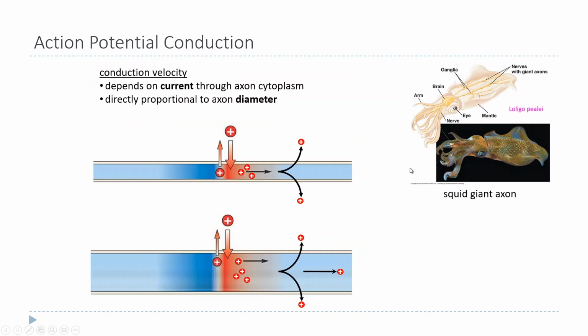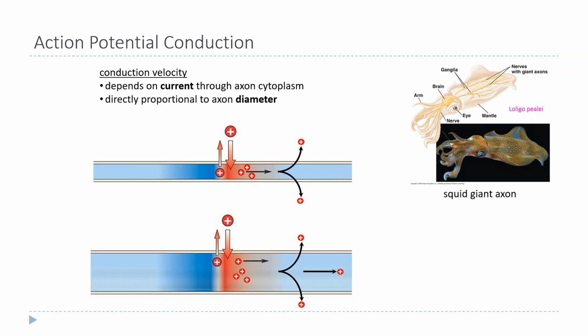But the velocity of conduction, how quickly the action potential travels, is determined by the ability of that current to flow down the axon. So the cytoplasm inside the axon is where the current actually travels through. The cytoplasm has lots of ions in it, lots of salts, so it's very conductive compared to pure water. But the limitation on the movement of current through the cytoplasm is current leaking out through the membrane.